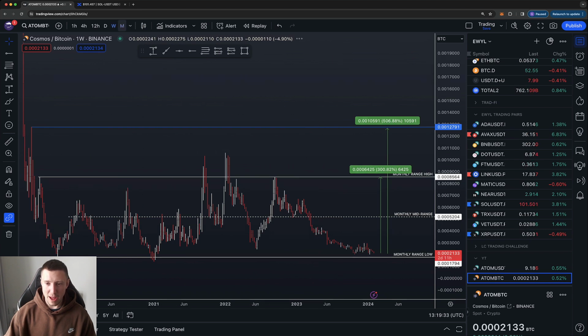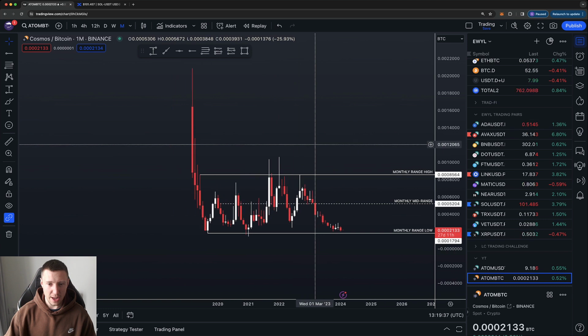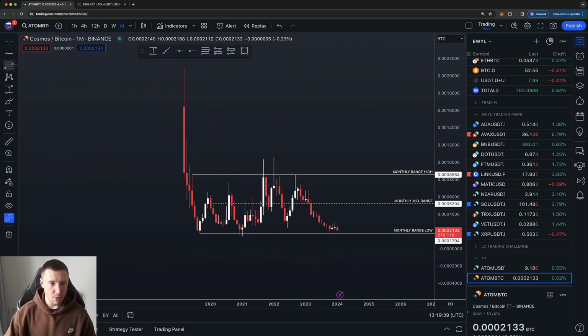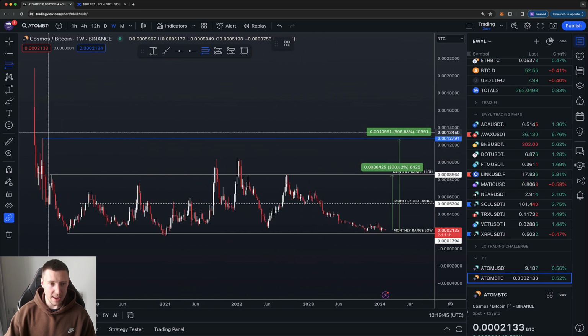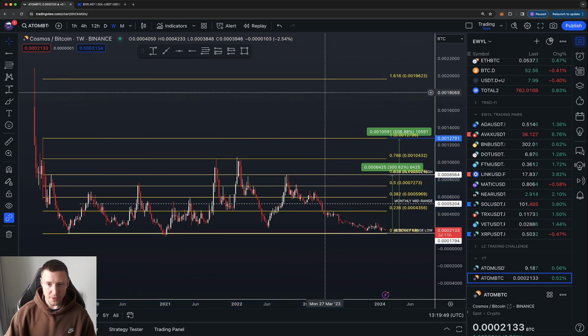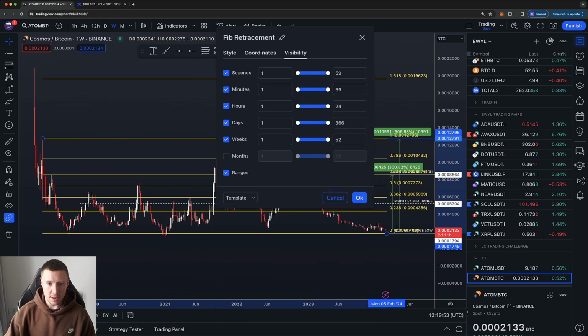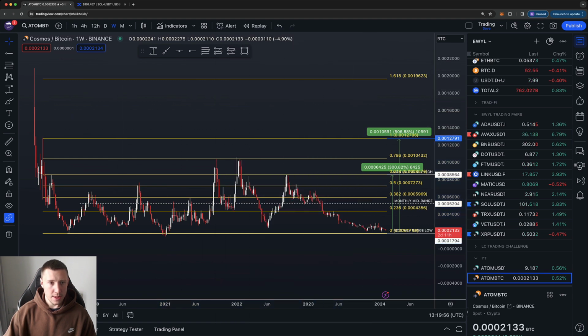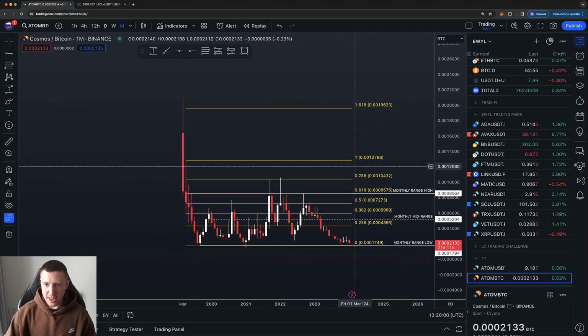Now, if we zoom out a little bit, let's go to the monthly, and let's take a look at some fib extensions for some potential, if we break out of this range, where we might end up seeing price go. So we'll whack the fib on from the bottom to the top. We'll make sure that is visible on the monthly. There we go. Switch to the monthly, and we can see the fib extension.